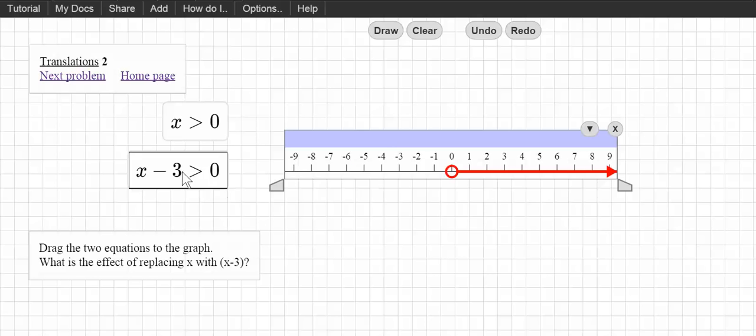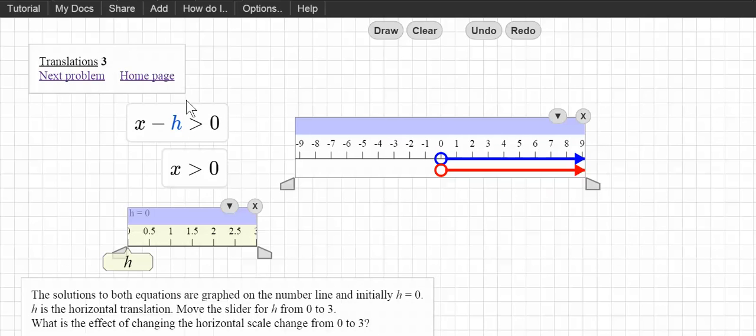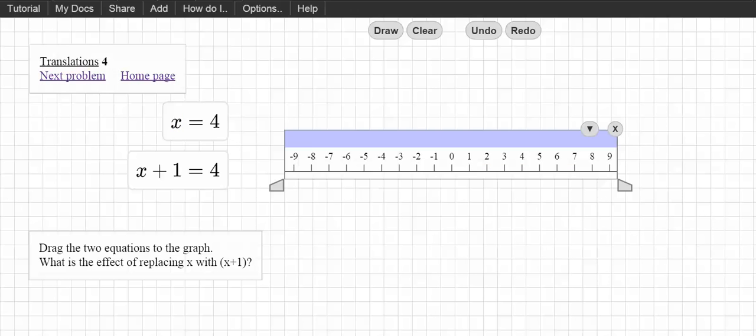Now, we also do one variable, but an inequality. The graph moves 3 to the right when we replace x with x minus 3. And then here we can actually see that h is the horizontal translation, and when we use the slider and change h from 0 to 3, the graph actually moves 3 to the right. Going to the next problem. Now, replacing x with x plus 1, moving the graph to the left. Also moving the graph to the left in the next problem, an inequality.